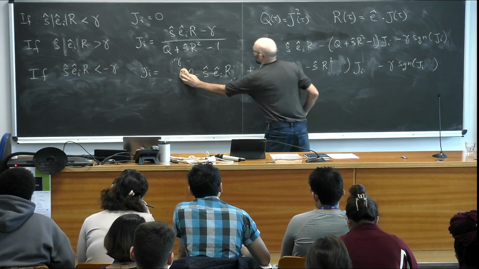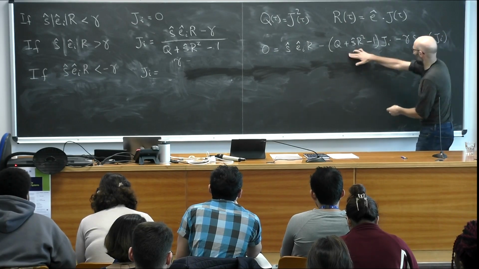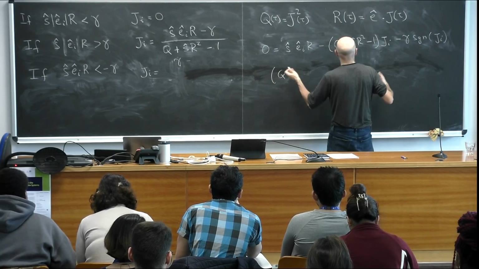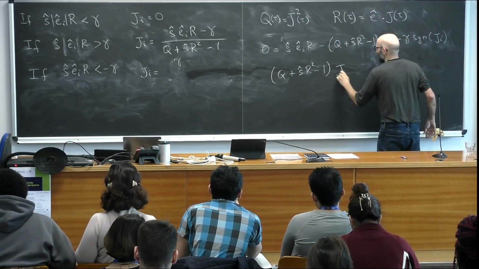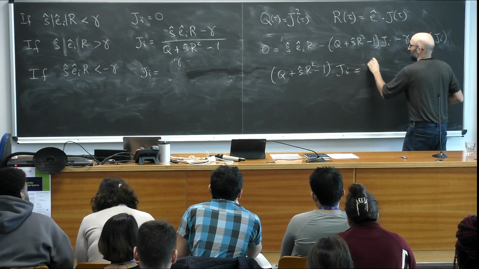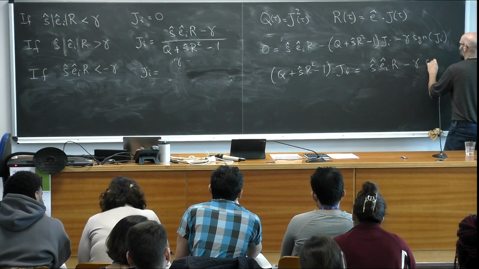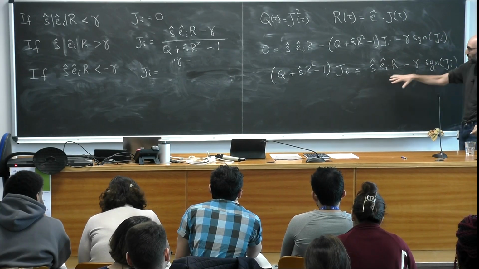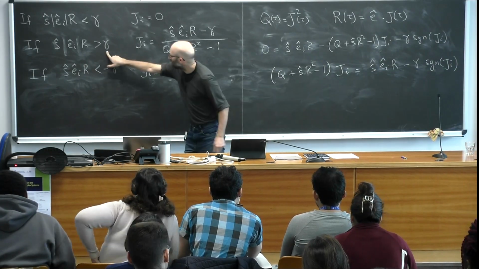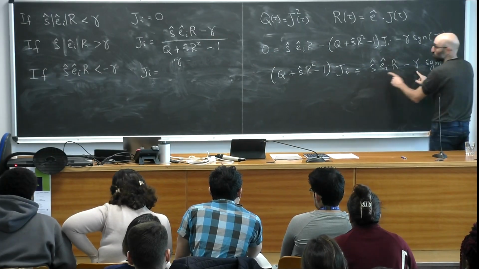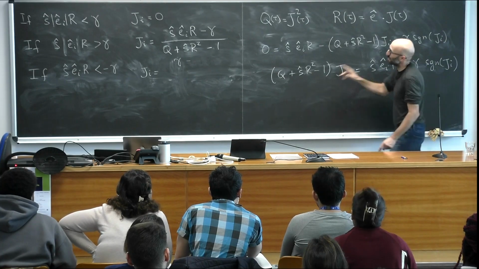So now I bring this on the other side, and I get this positive number that I'm assuming to be positive times J_i equal to S hat E_i R minus gamma. Okay? So if this is bigger than this, which is this case, I can assume that J is positive. So I get a positive thing, and this is positive, and it's okay.